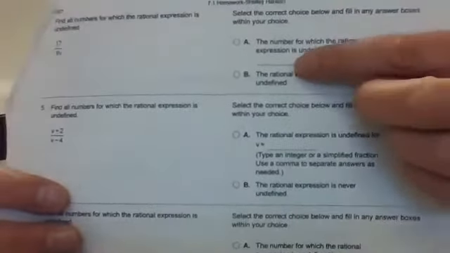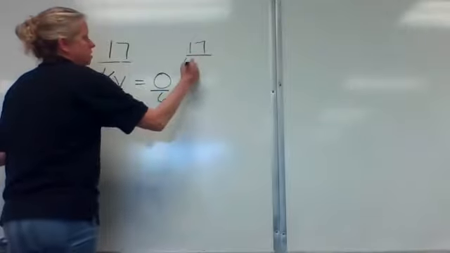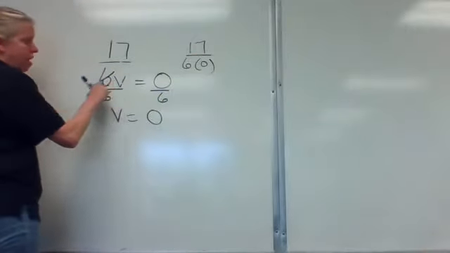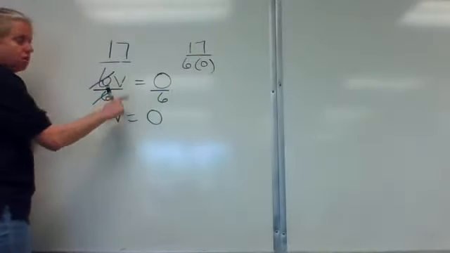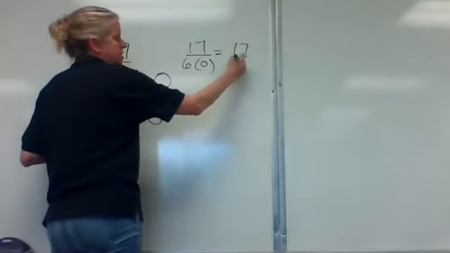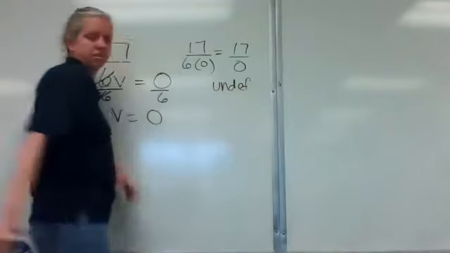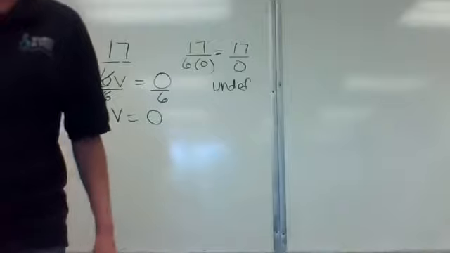So all you would put right here in this top answer, the number for which the rational expression is undefined, you would just type in 0, because look what happens. If you put in a 0 where that v was, what happens? You'd have 17 over 6 times 0, which is 0, that undefined that we're talking about.